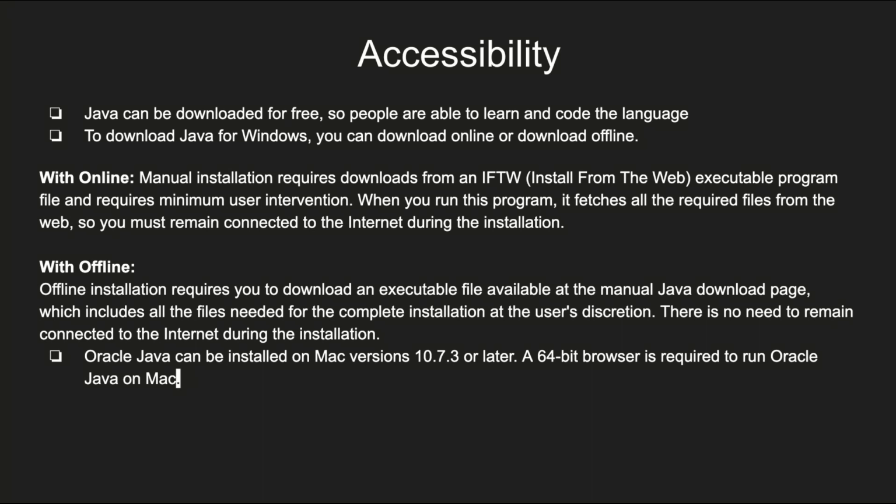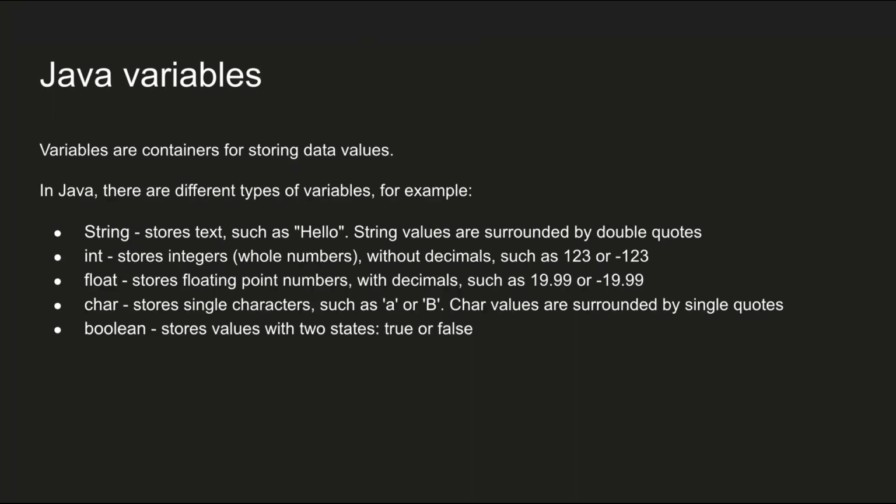Offline installation requires you to download an executable file available at the manual Java download page, which includes all the files needed for the complete installation at the user's discretion. There's no need to remain connected to the internet during the installation. Oracle Java can also be installed on Mac versions 10.7.3 or later. A 64-bit browser is required to run Oracle Java on Mac.